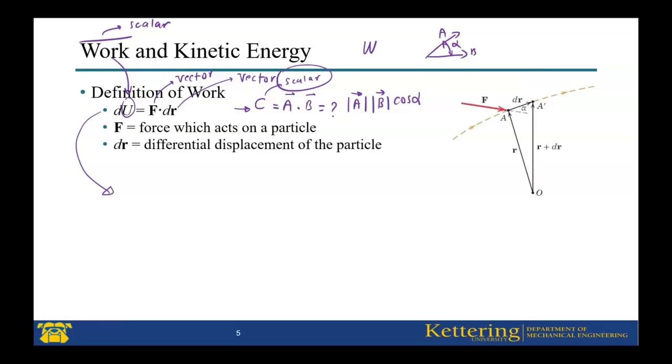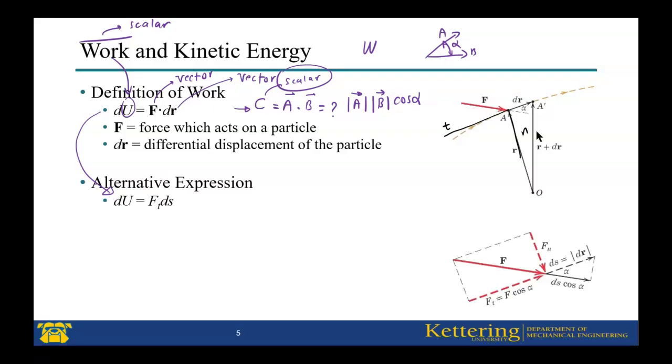Now, if I find the component of this normal force, you remember the tangential direction and normal direction? Do you remember? If I find the component of this force along the tangential and normal directions, this angle will be alpha. The tangential component of the force will be F cosine alpha, and the normal component of the force is F sine alpha.